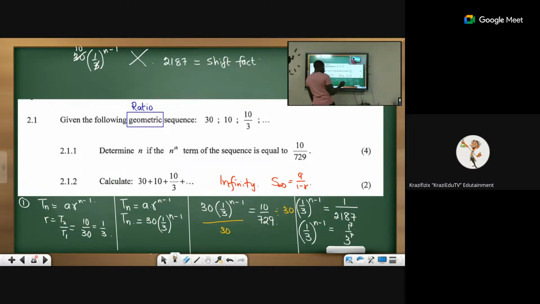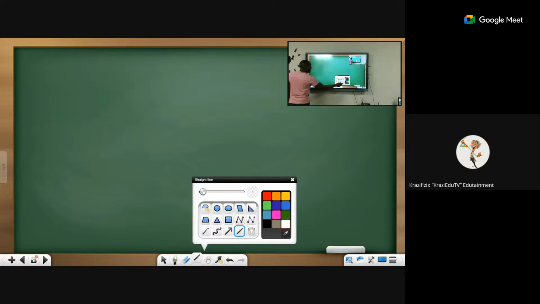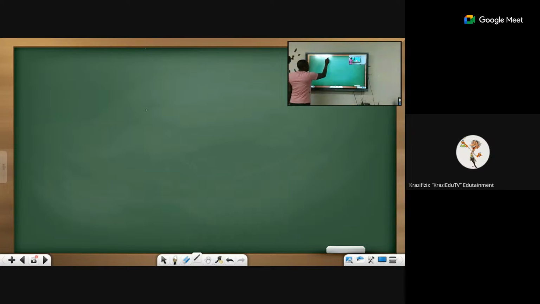Let's take this to a fresh page, because I want to do the 2 methods. Those that were in yesterday, you'll remember we came across this. Okay, so we said 1 over 3 to the power of n minus 1 equals 1 over 2187.